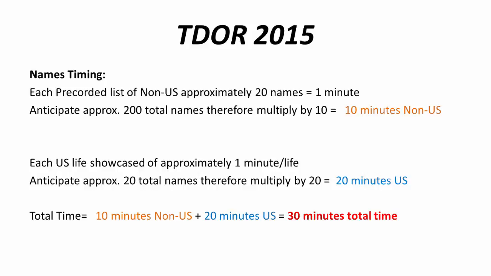So when we combine those two, the reading of the non-US lives plus the US lives, we know that we're at a total minimum of 30 minutes of what we said would be a 45-minute to 1 hour service. So keep that in mind. We're talking about 30 minutes total time to just read the names and to showcase those lives with 1 minute per live bio.